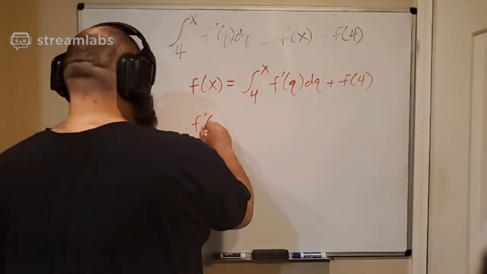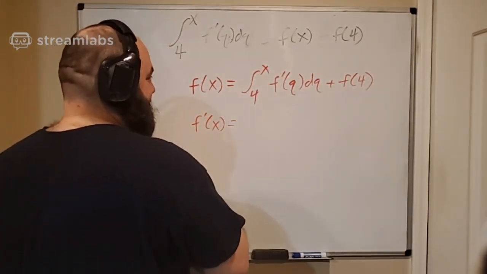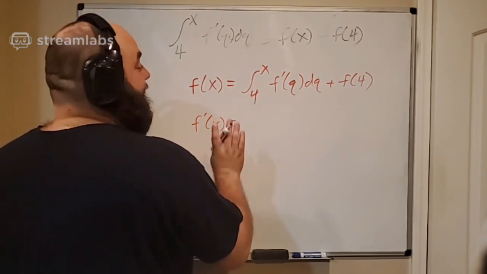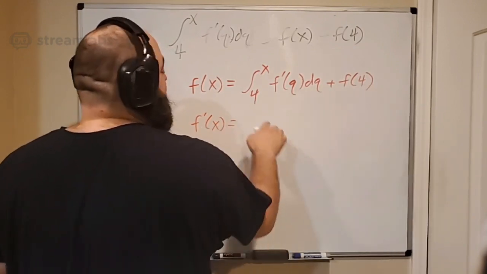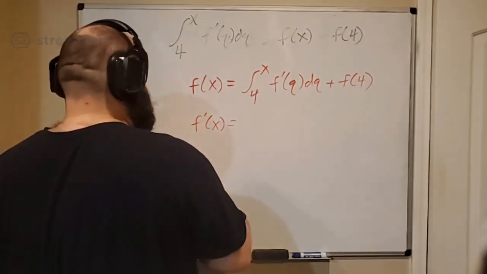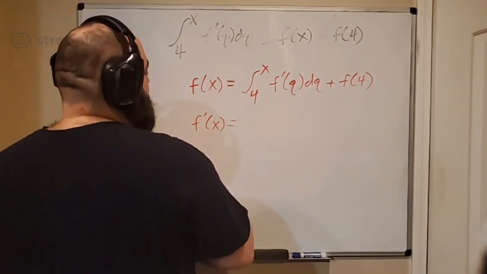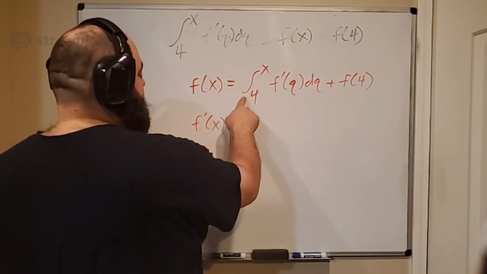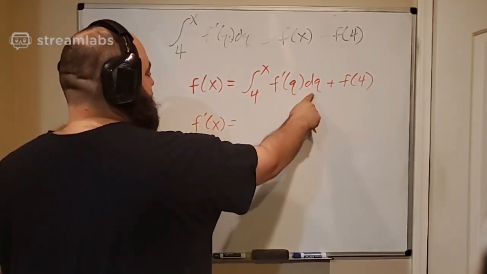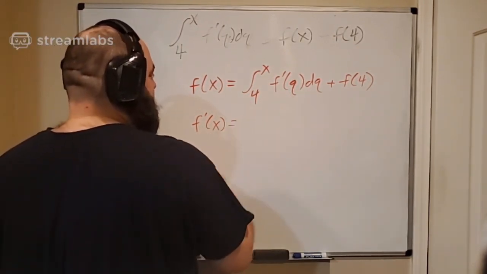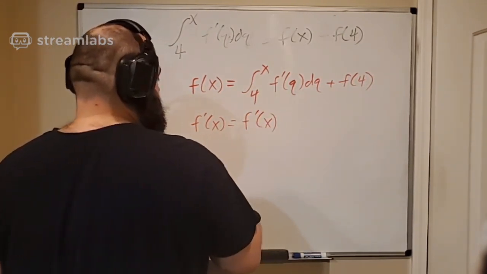What's the derivative of the right-hand side? What's the derivative of f of 4? 0. What's the derivative of this integral we have right here? What happens when you take the derivative of the integral? The integral and the differential disappear because they cancel. It would be lowercase f of x minus f of 4.